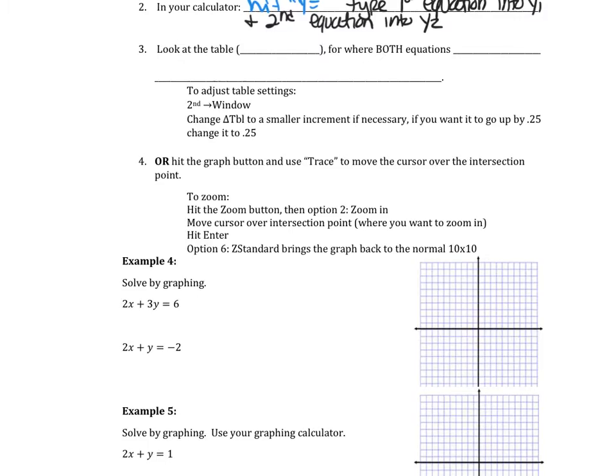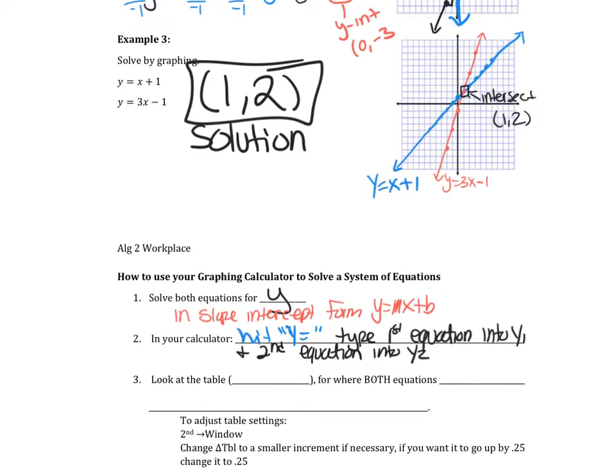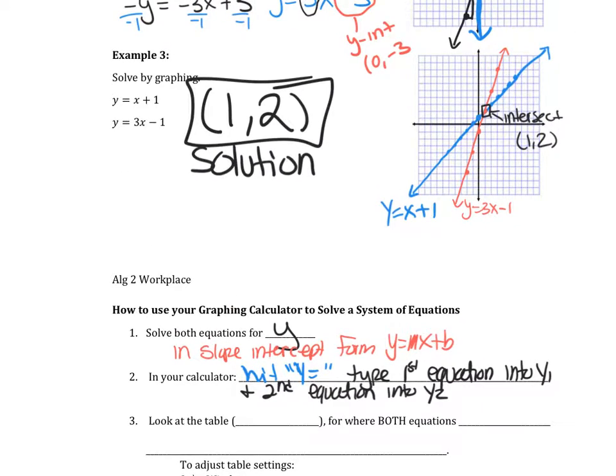So for an example, let's use this one that we just did before, example 3. So remember when you are typing in an equation, our first one is x plus 1. The button you use for x is this button right under mode, where it says x, t, theta, n. That button is what you use for x. So it'd be x plus 1 in y1.